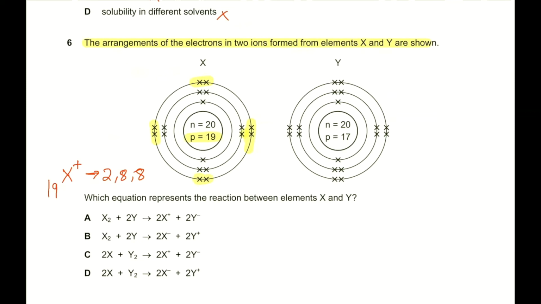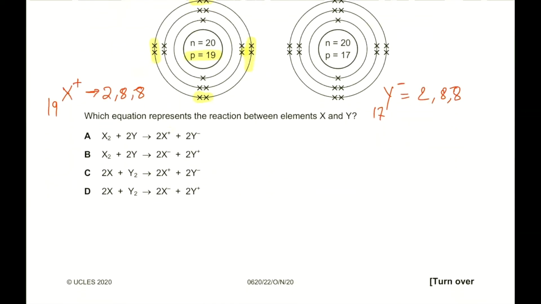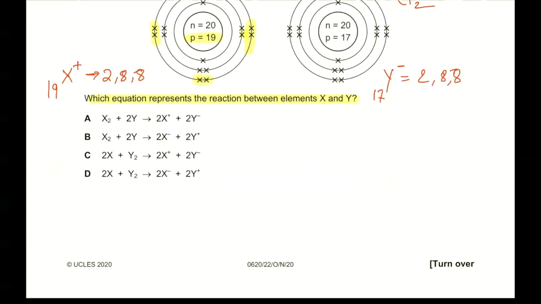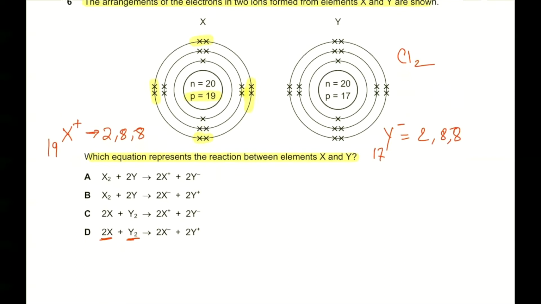Whereas Y has a proton number of 17. However, we can see there is an electronic configuration of 2,8,8. That means it is Y minus. It has gained 1 electron because it has a proton number of 17. Now, the question says which equation represents the reaction between elements X and Y. Guys, Y can be represented with 17 protons. It's chlorine. We know that chlorine is diatomic. So, Y2 can be reacting with 2X, because X with proton number 19 can be represented with potassium. So 2 potassium will be needed to react with chlorine, and as a result we can get 2 KCl.